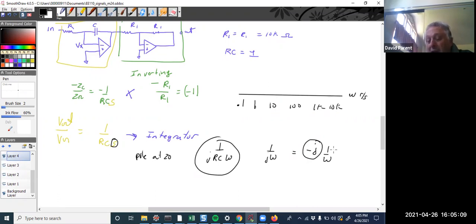So what I have to do is, where is this equal to 0 dB? Well, where omega equals 1, because when omega equals 1, 1 divided by 1 is 1. Log 10 of 1 is 0 dB. So all I have to do is come over here and draw that line and just say minus 20 dB per decade.